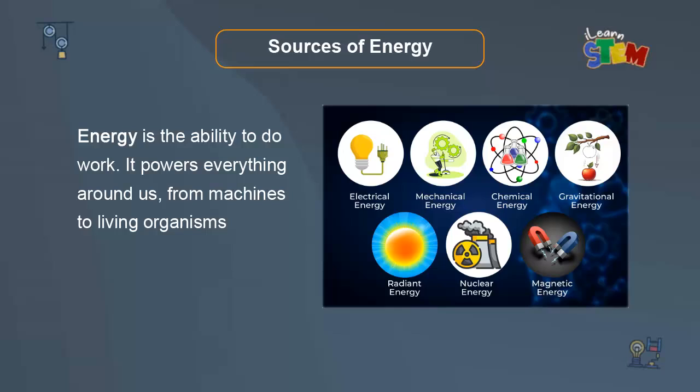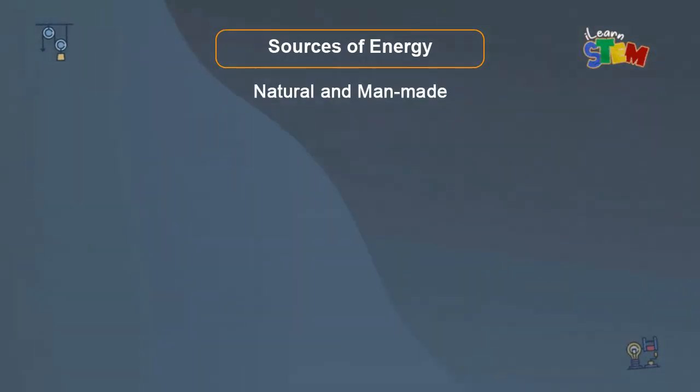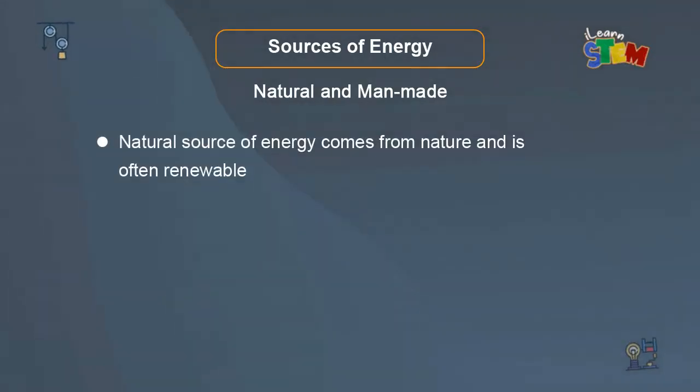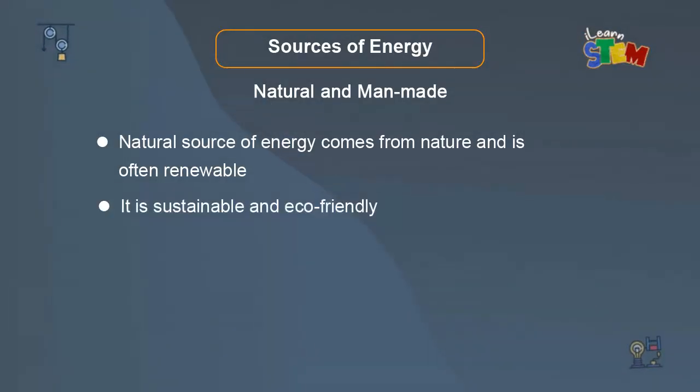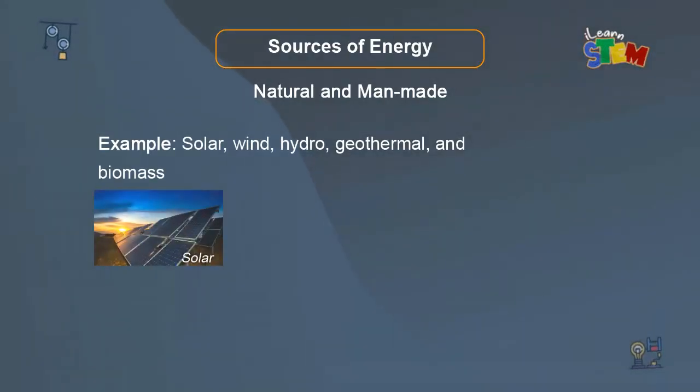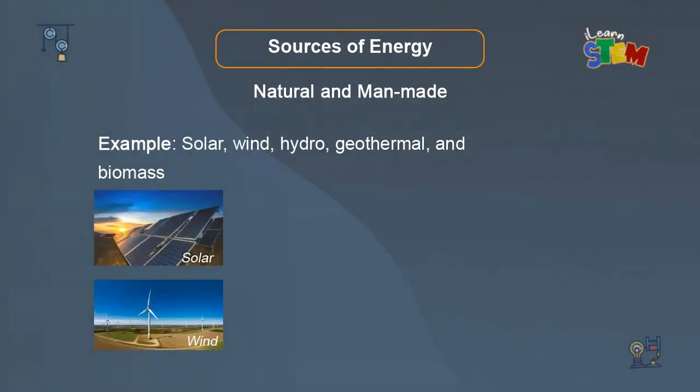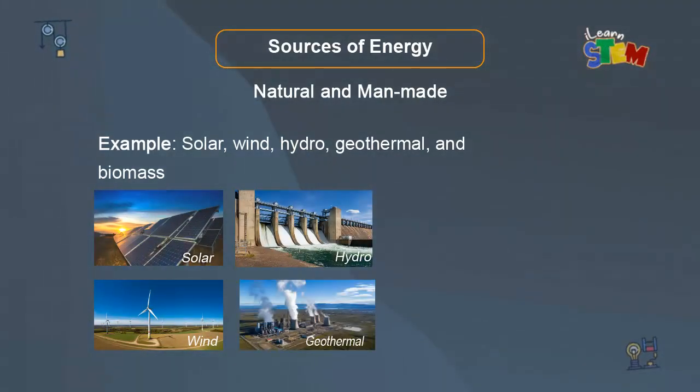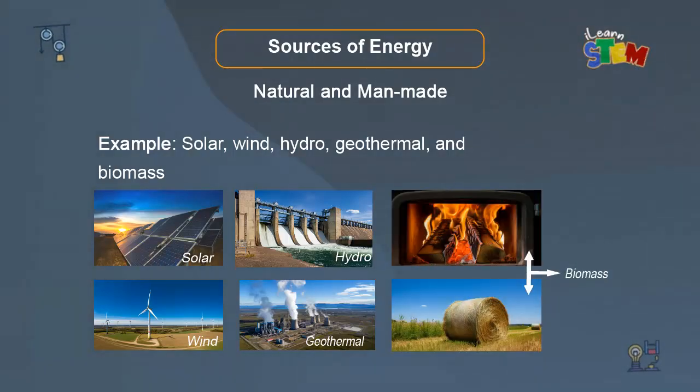Energy is the ability to do work. It powers everything around us, from machines to living organisms. Let's start with the sources of energy. Energy comes from two sources, natural and man-made. Natural source of energy comes from nature and is often renewable. It is sustainable and eco-friendly. For example, solar, wind, hydro, geothermal, and biomass.